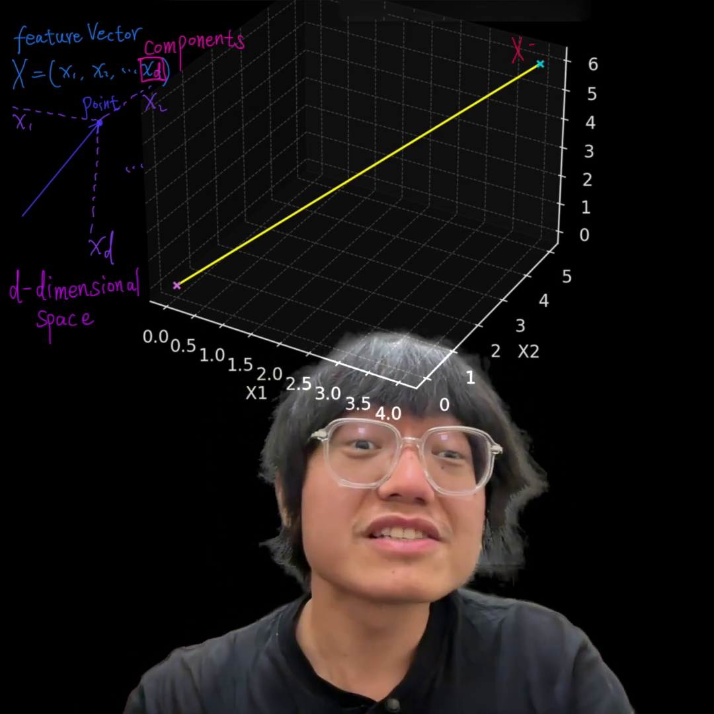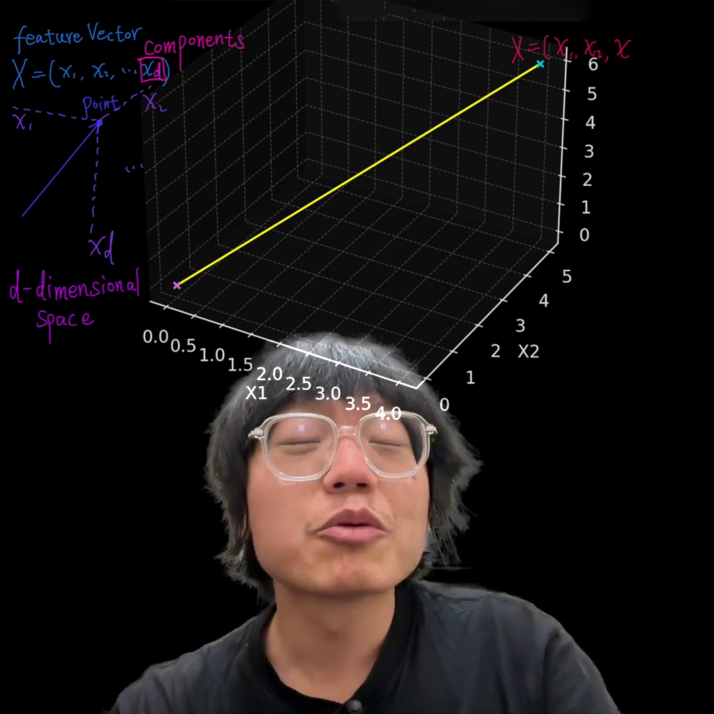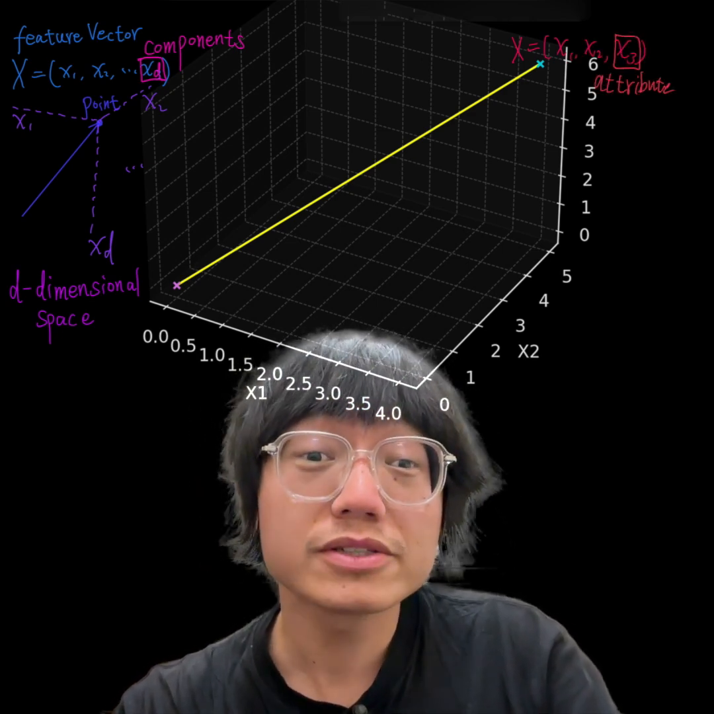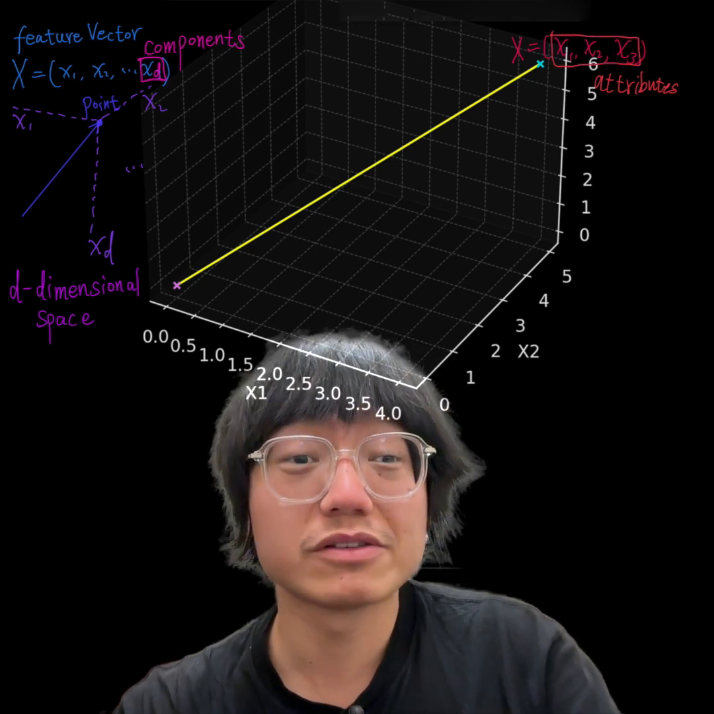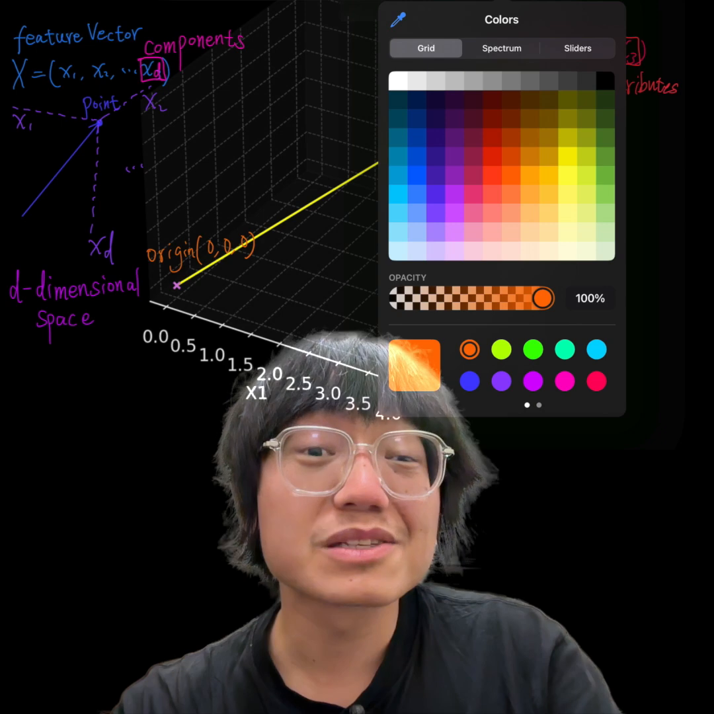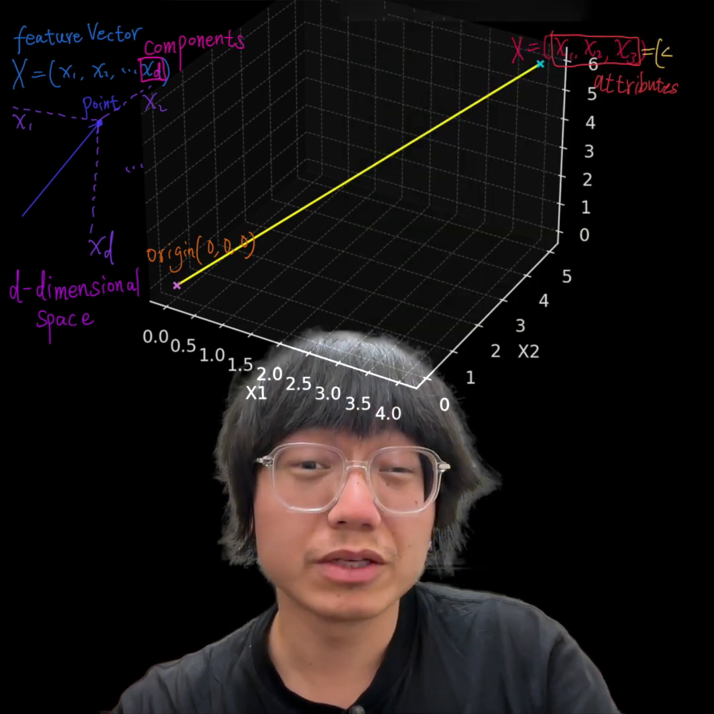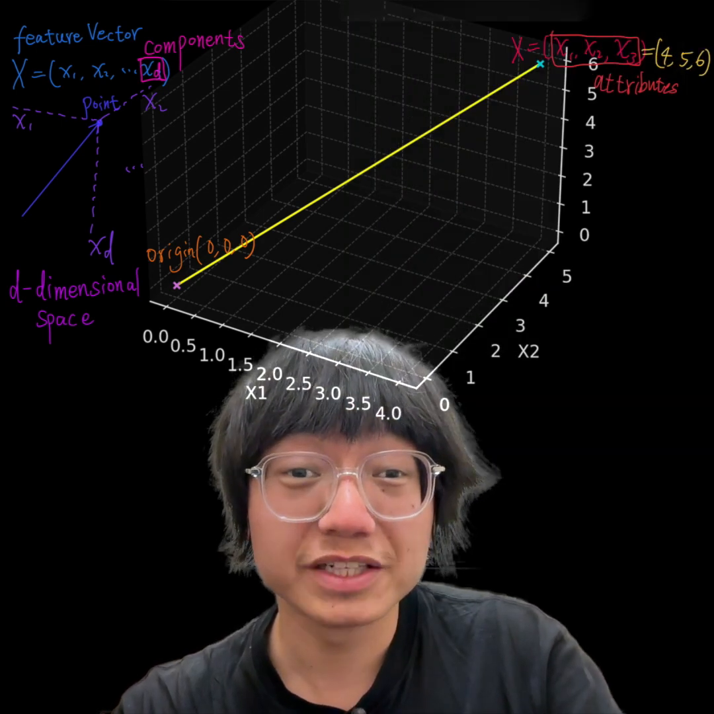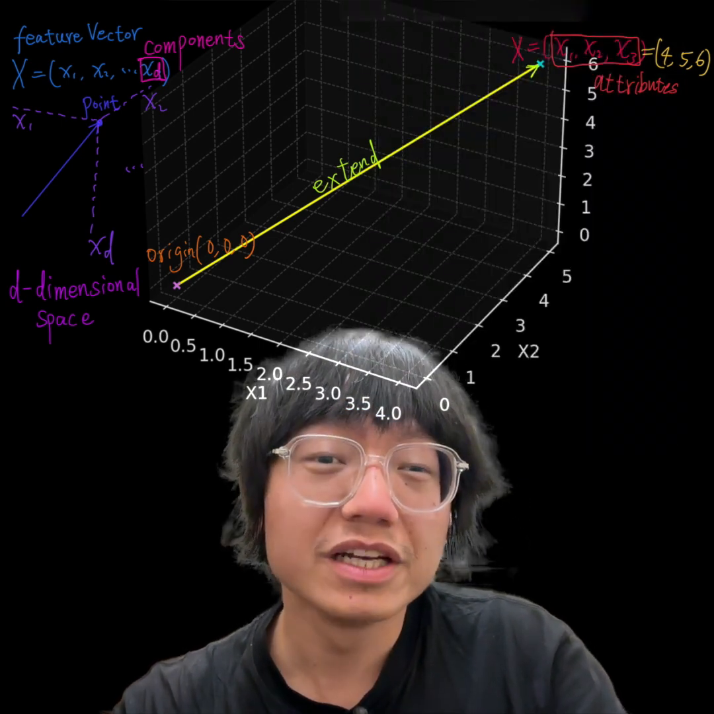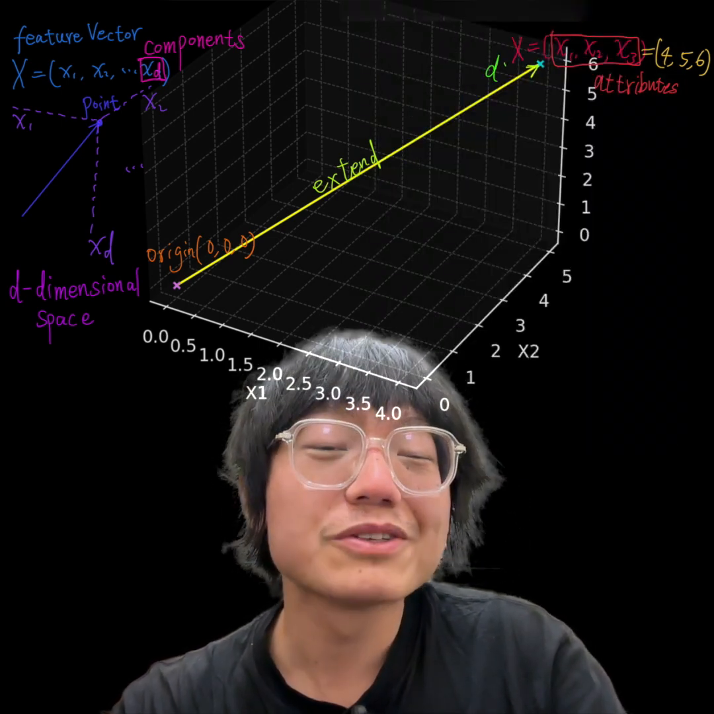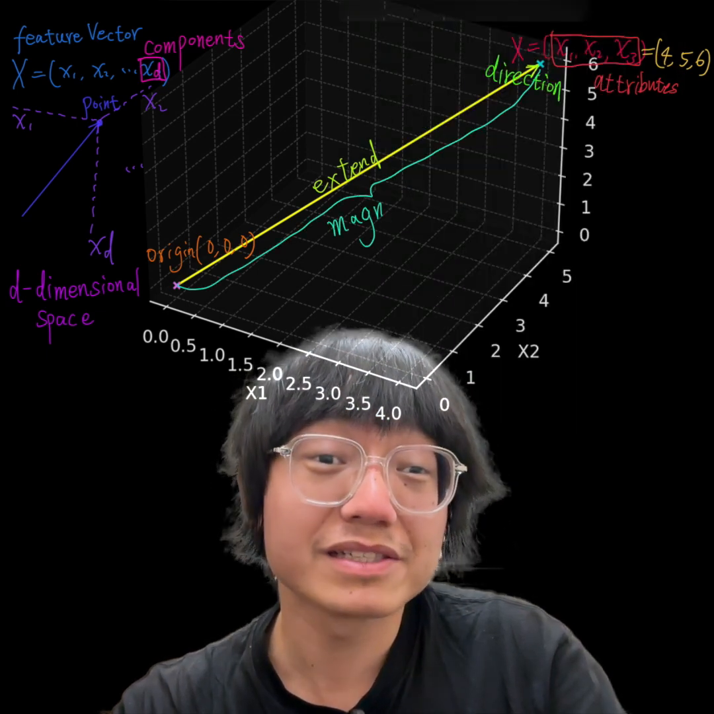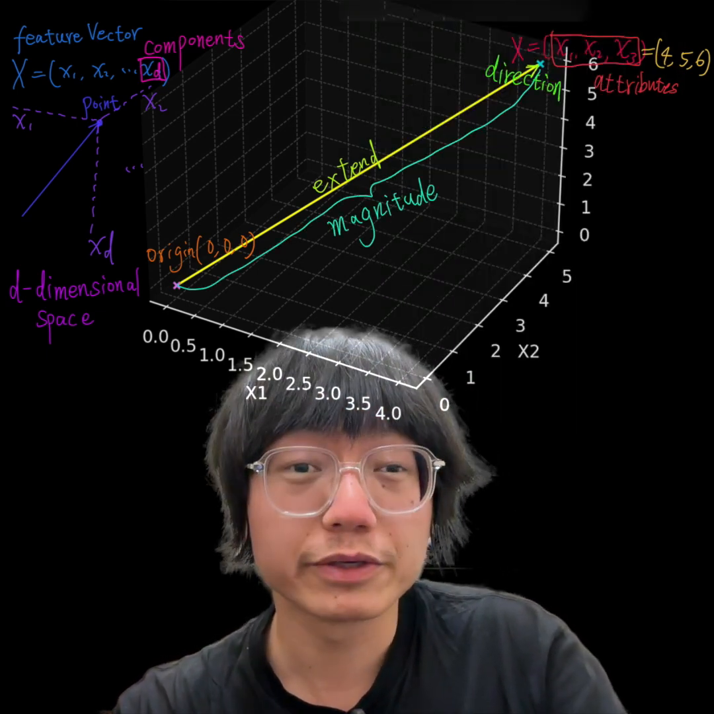So I just visualized a 3-dimensional feature vector, which is x equals 4, 5, 6. The magenta dot represents the origin 0, 0, 0, and the cyan dot represents the feature vector x1, x2, x3, which equals 4, 5, 6 in 3D space. And the yellow line extends from the origin to the feature vector, illustrating the vector's direction and magnitude in the space defined by these attributes.